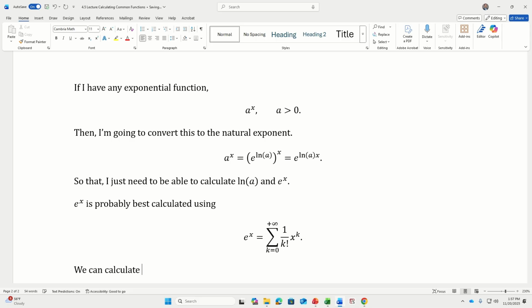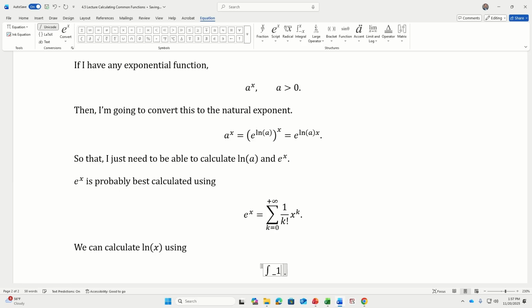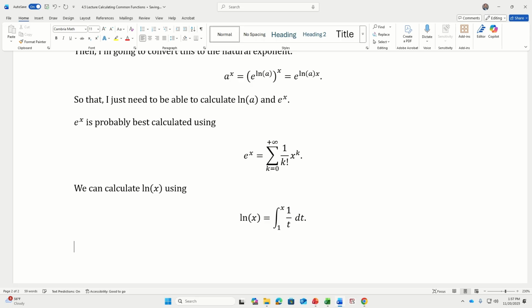We can calculate natural log using the integral from 1 to x of 1 over t dt. Because natural log is the antiderivative of 1 over x. And if I try to plug in natural log of 1, I should get 0. A logarithm of 1 is 0, so setting the lower bound to 1 and the upper bound to 1 would give me a 0, and that's how I choose my bounds.